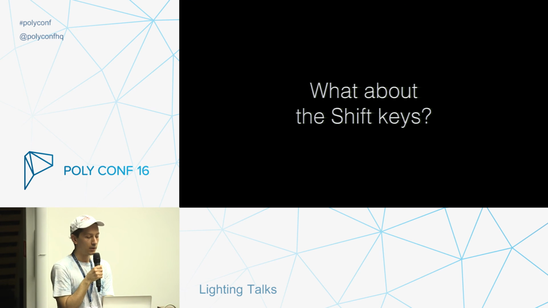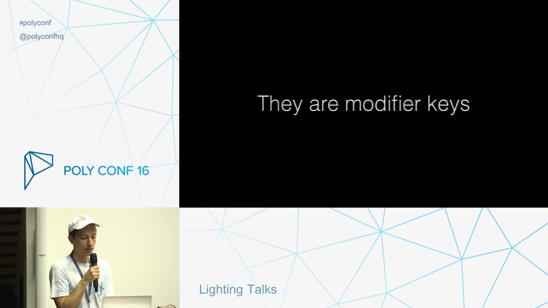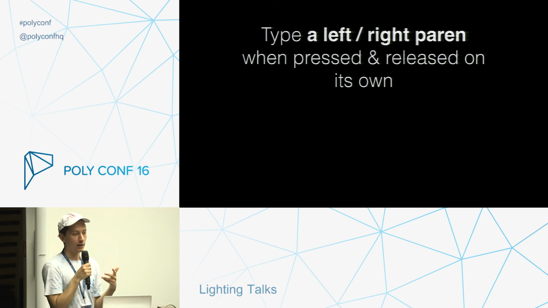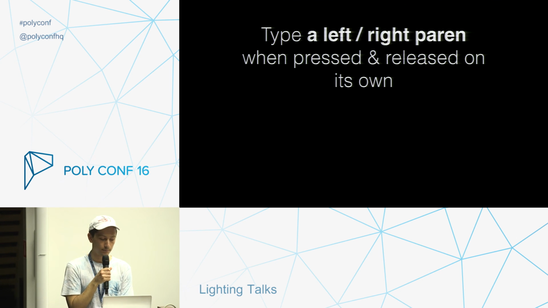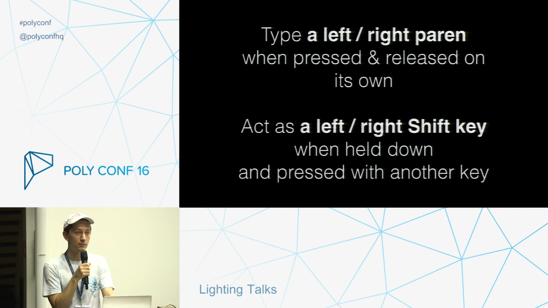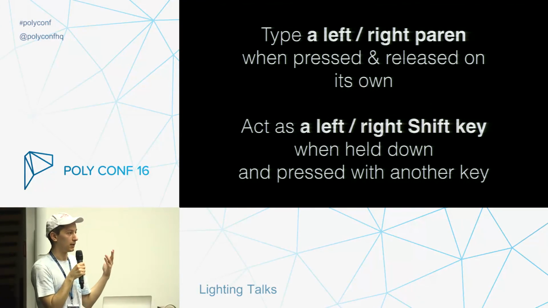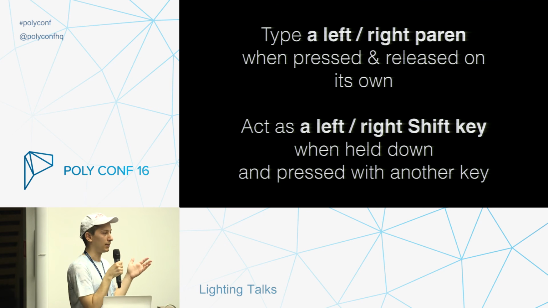So what about the shift keys? They are modifier keys, and remember that we can also combine them because they are useless on their own when they're just pressed without another key. So we can make them type a left and right parenthesis when pressed and released on their own, but act as the left and right shift key when pressed with another key. And that's even more awesome, for example, if you're a Lisp developer, but even if you code in JavaScript and you need to arrange your callback hell, right?